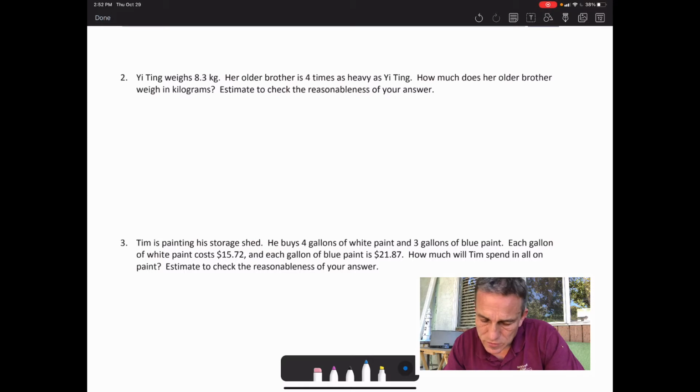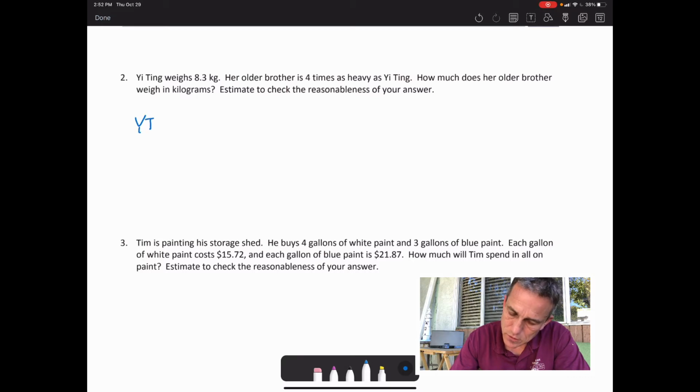And for number 2, it says Yi Ting weighs 8 3/10 kilograms. Her older brother is 4 times as heavy as Yi Ting. So I'm going to just say YT for Yi Ting, and I'm going to give him a bar about that long and label it 8.3.